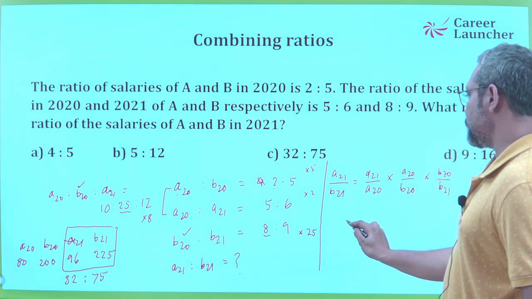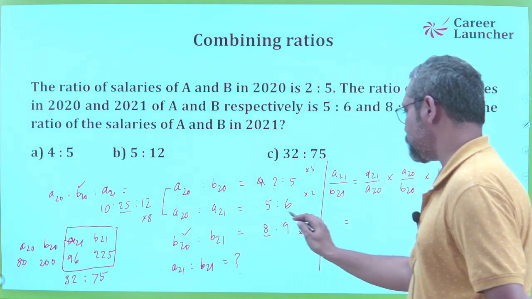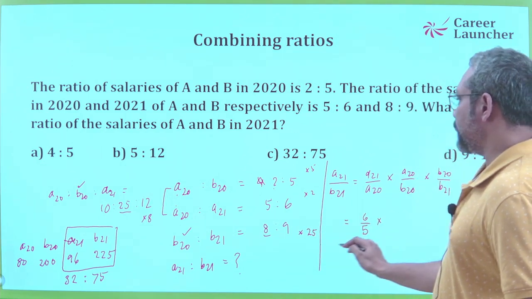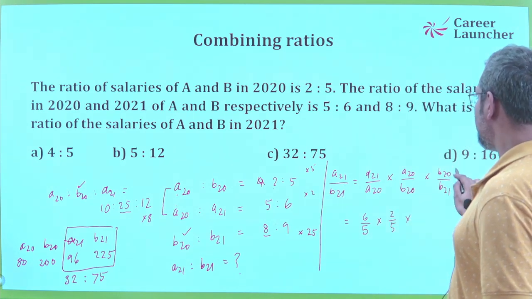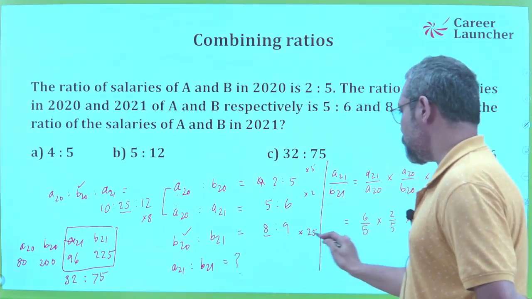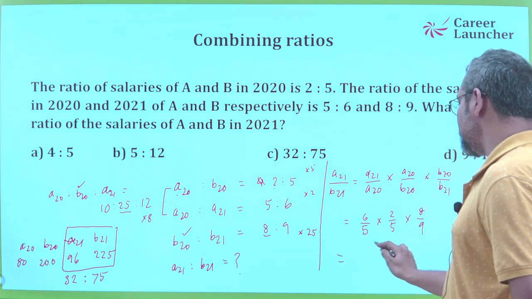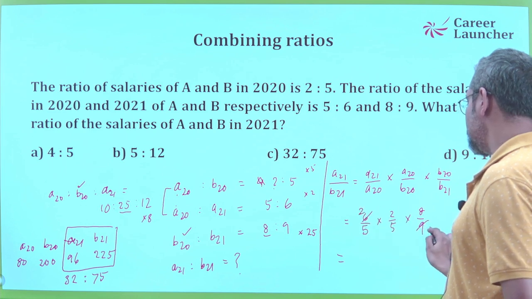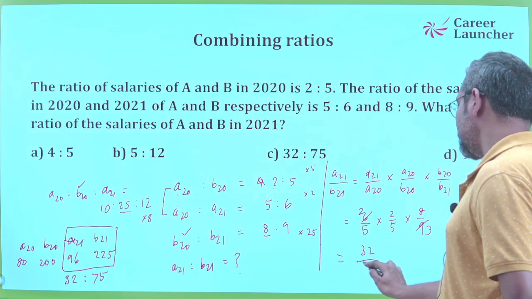Just plug in the values. 21 to 20, mind it, this is 20, 21. So it will be 6 is to 5, reversed. 6 over 5. The 20-20 ratio, 2 over 5. And 20-21 for B, it's in the same order, 8 by 9. So we'll just multiply, nothing cancels as such except this 3. So 8 2s are 16, 2s are 32, 5 5s are 25, 3s are 75.